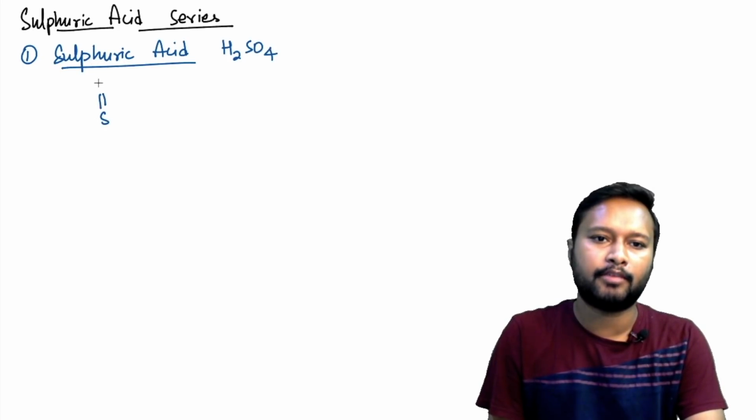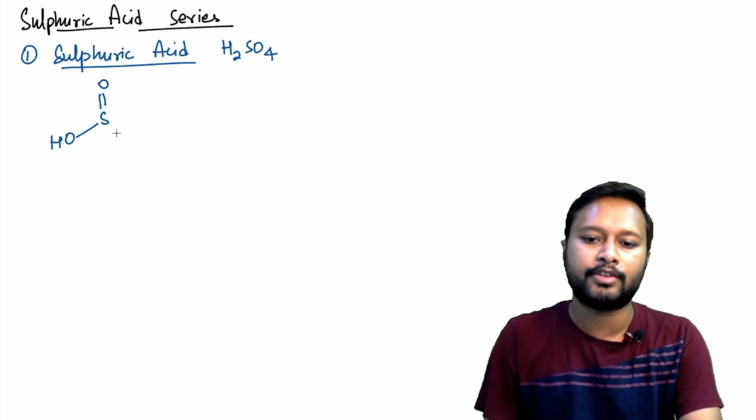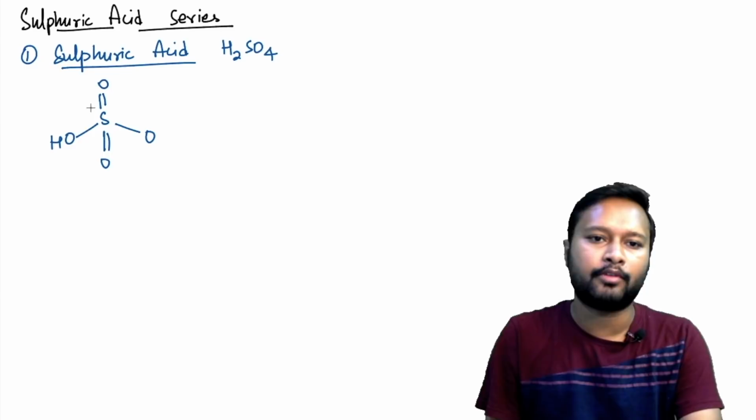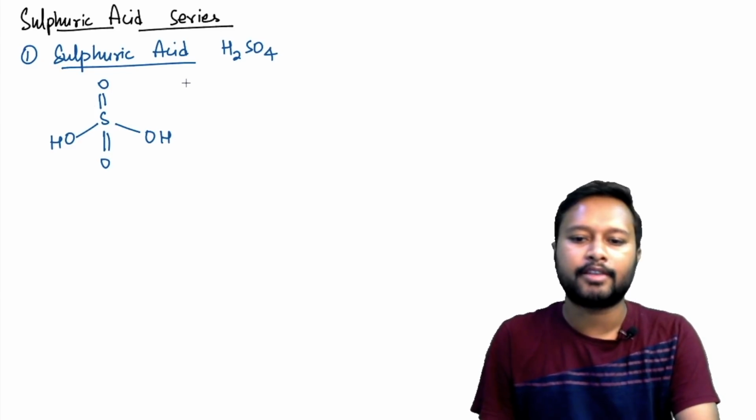So see, sulfur double bond OH is necessary. Now the next thing is you are left with 3 more oxygen. So basically this will be like this, okay. Yeah, 2 of them were used, 2 more were left out. So this is how it will be. So this is the structure of your sulfuric acid.